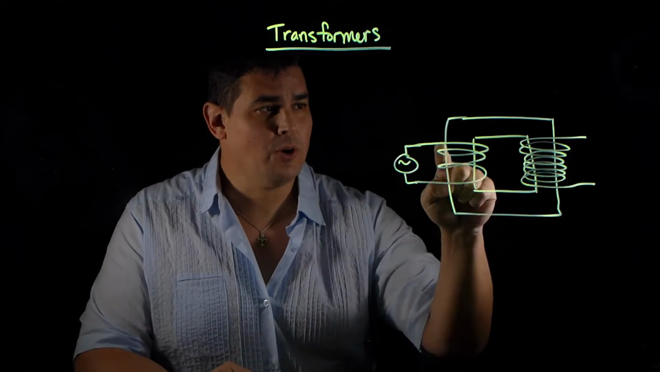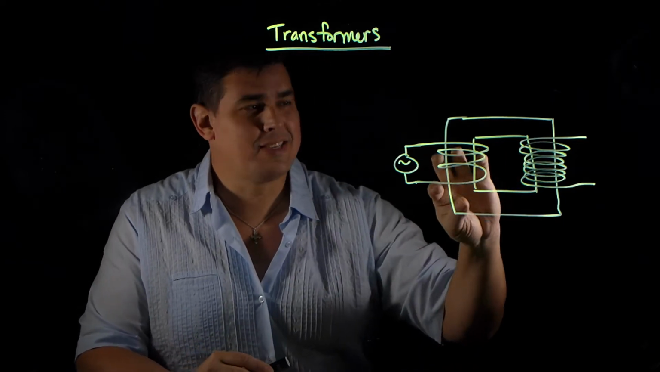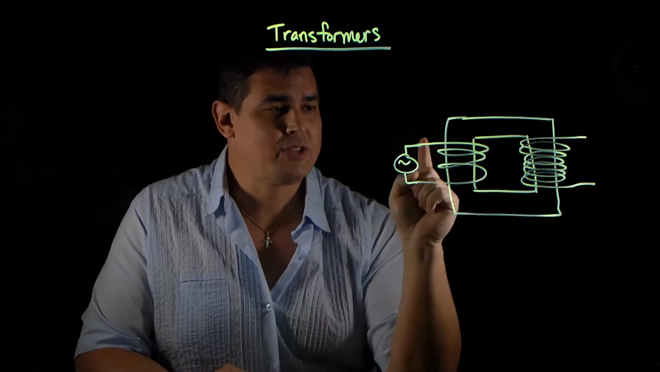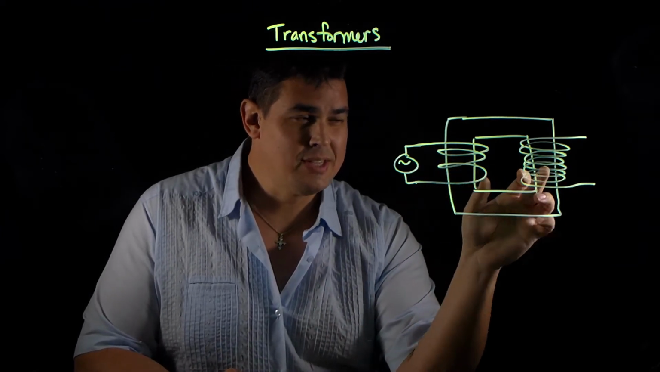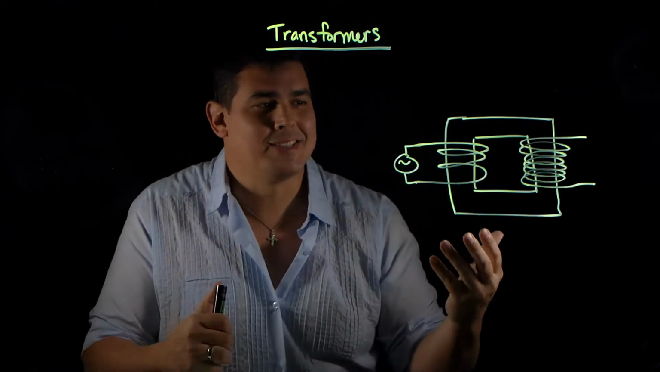There's this metal core. A lot of times in textbooks we draw it like a square, but basically it's some sort of ferromagnetic core, and there are two coils wrapped around it. In the example I showed you, the coils were stacked on top of each other, but either way, in practice, it's going to be the same thing.